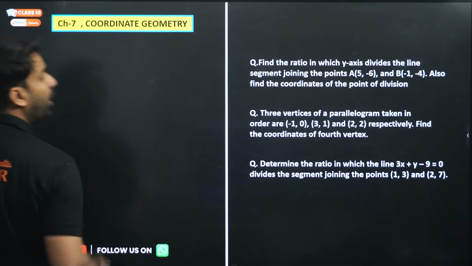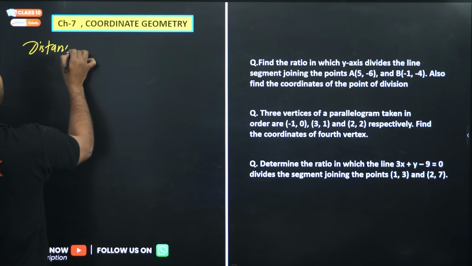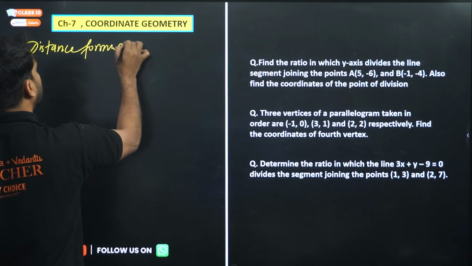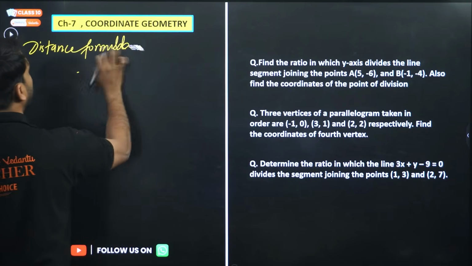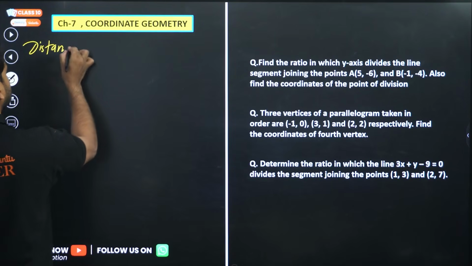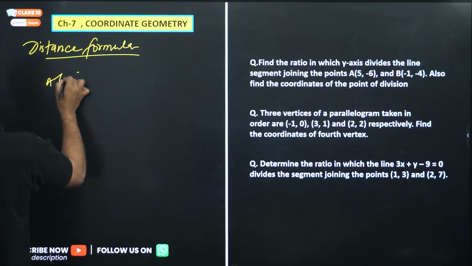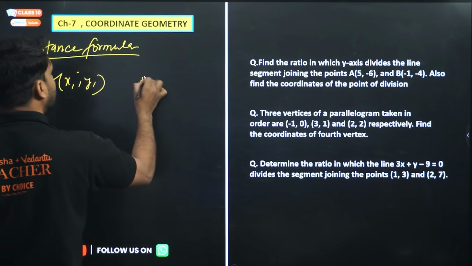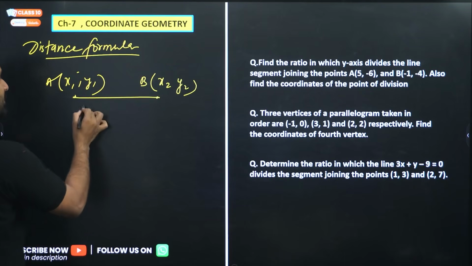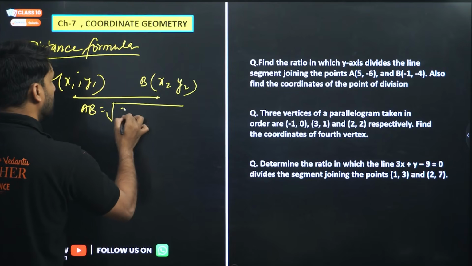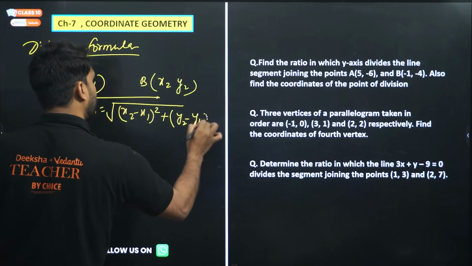Moving to the next chapter, coordinate geometry. My dear, in coordinate geometry, first is the distance formula. Distance formula is important, and you all know it. The distance formula gives the distance between 2 coordinates. Like the first coordinate A is (x1, y1) and the second coordinate B is (x2, y2). So the line joining AB can be calculated using AB equals under root (x2 minus x1) whole square plus (y2 minus y1) whole square.